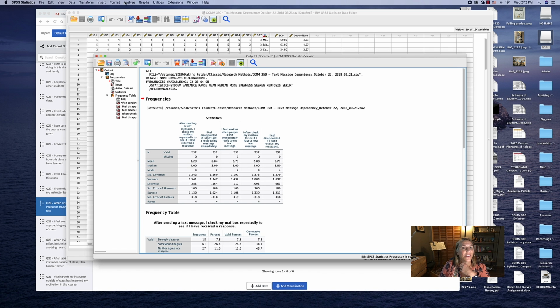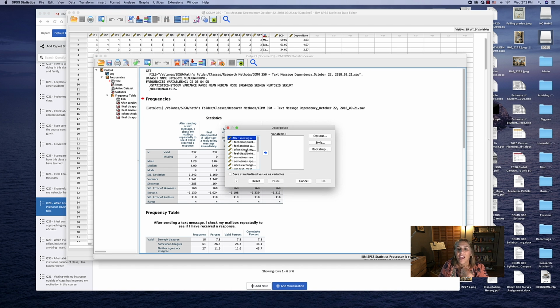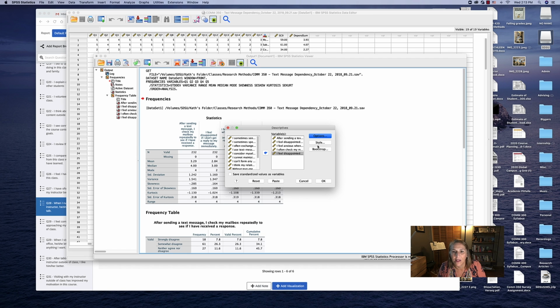I can also go up here, analyze, descriptive statistics. I can check just descriptives if I want, and put those same five in again as well. So let me come back up here and show you something a little different that I can do. I can say, okay, what are my options here? I want the minimum, the max, the standard deviation. Let's get the variance and the range as well.